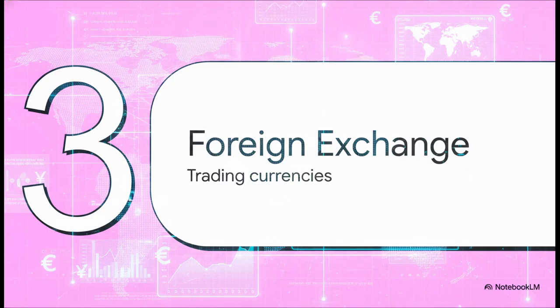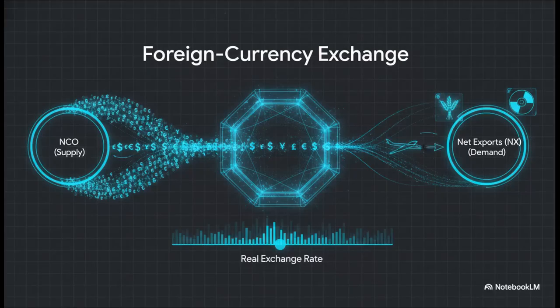Section 3. Foreign currency exchange. Now, this market coordinates the actual trading of the currencies themselves. Over here, the supply of dollars comes from net capital outflow. So Americans supplying dollars because they want to buy foreign assets. The demand for those dollars comes from net exports. That's foreigners who need dollars to buy U.S. stuff, like planes, wheat, or software. And the balancing force that scales up or down to keep supply and demand perfectly matched, that would be the real exchange rate.